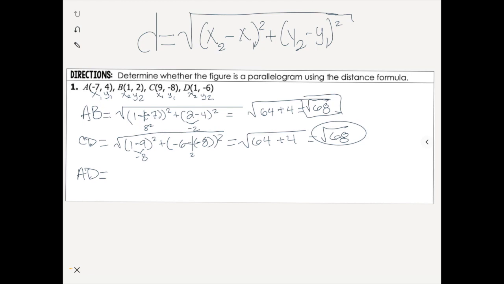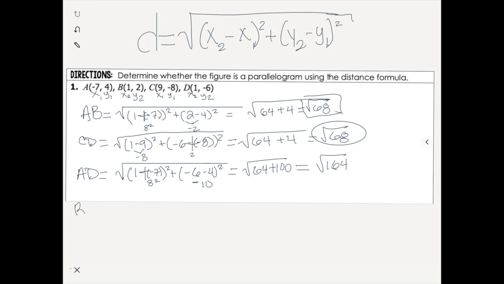AD. Let's check that. So I'm going to have 1 minus negative 7, again, squared, plus negative 6 minus 4 squared. Minus a negative turns to a positive, so you're going to have 8 squared. And then negative 6 minus 4 is negative 10. So we're going to have 64 plus 100, and that's going to give us the square root of 164. Last side that we have to check is BC.